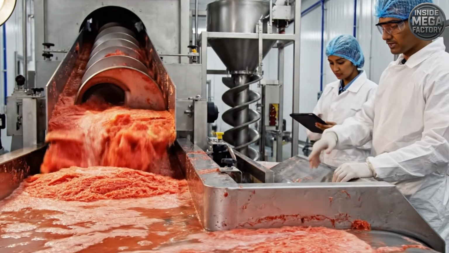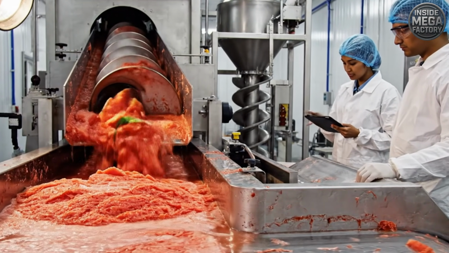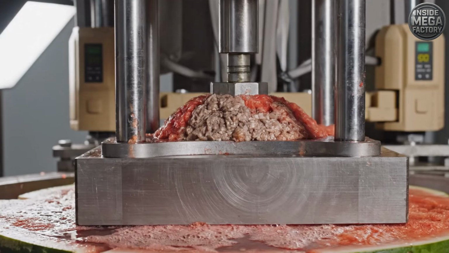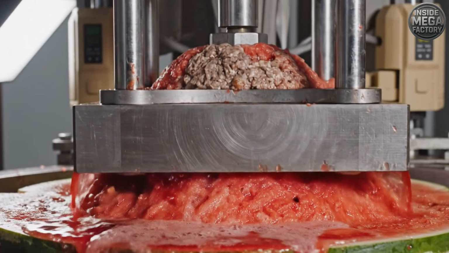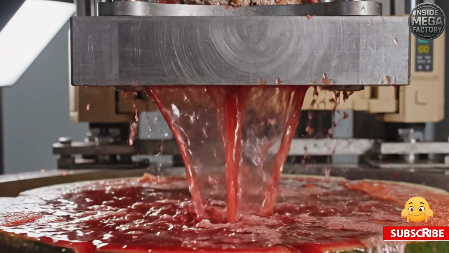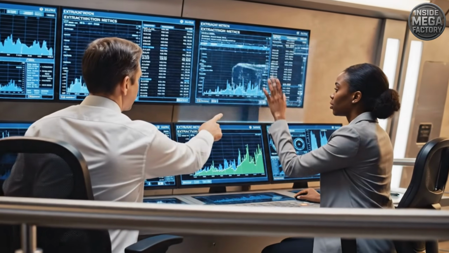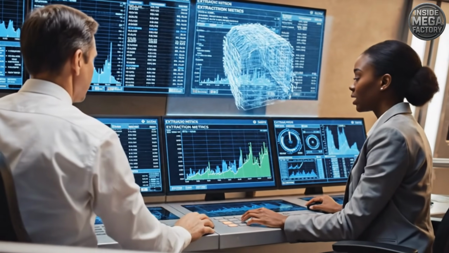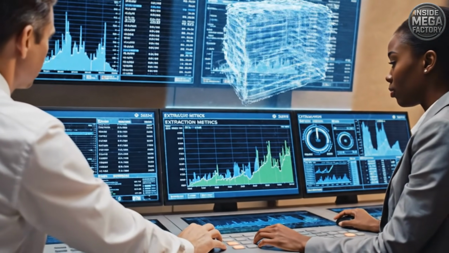Optimization is still below target here. We might need to adjust the press settings upstream. The extraction rate on the gamma stream is fluctuating outside parameters. I see it. Rerouting the intake valve now.